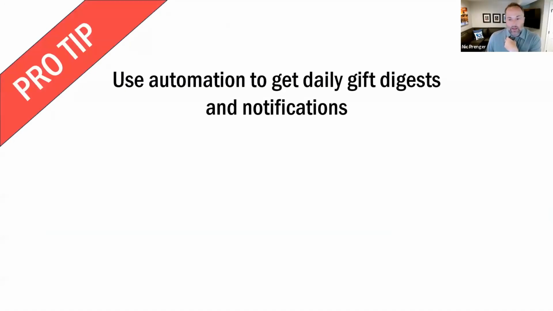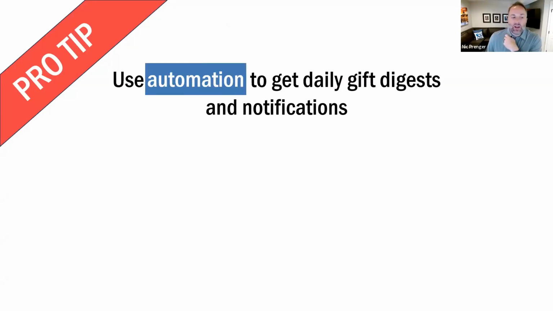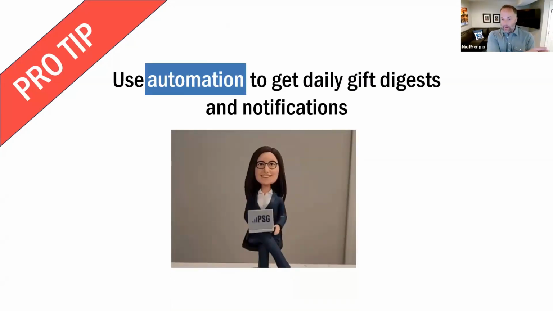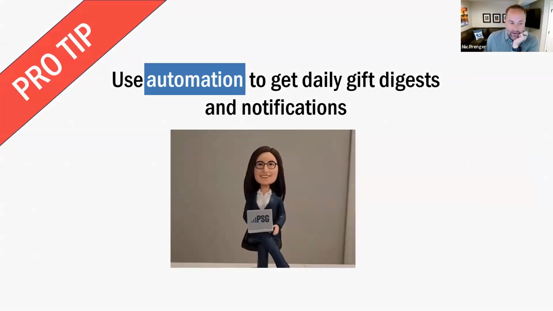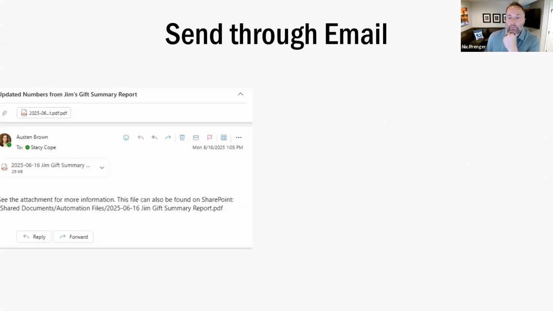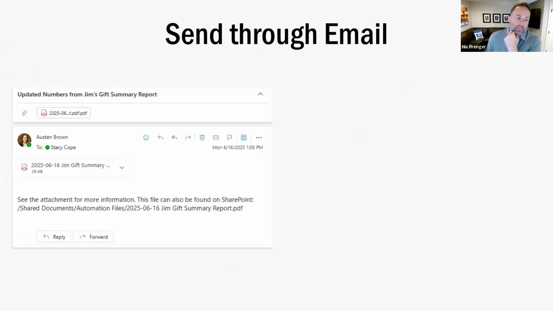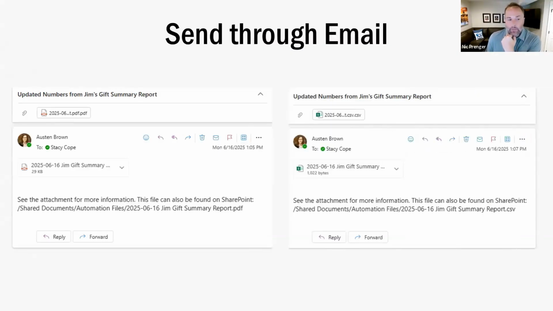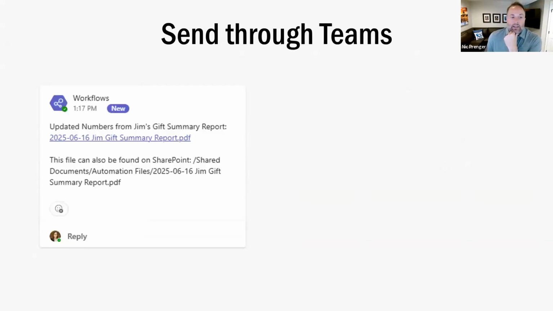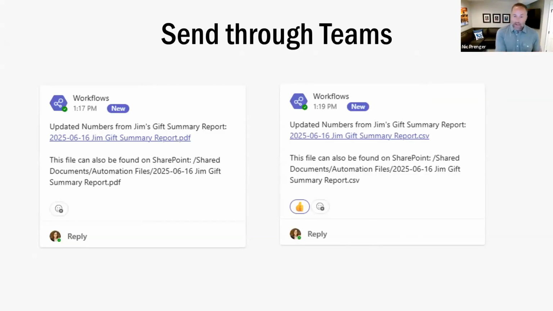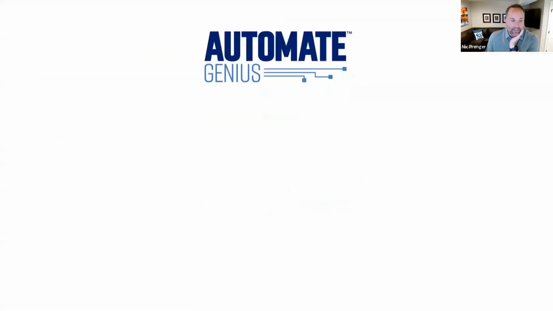Pro tip, I have to give a plug to Austin and Stacy, who hopefully are diligently working on automations right now and not listening to us. Use automation. So like that BBMS report there, use automation. Have that sent to you every day, right? Or if you're a database administrator and people are always asking for gift reports and summaries and stuff, that's what Automate Genius does. You can send it through email. You can send stuff through Teams. You can send donors emails drafted for your major gift officers to send. That looks something like this, right?